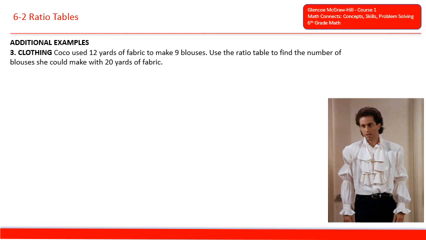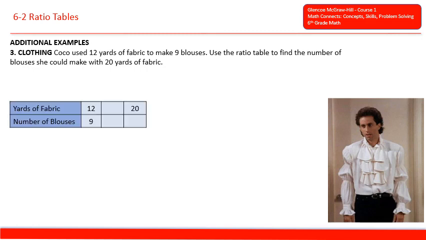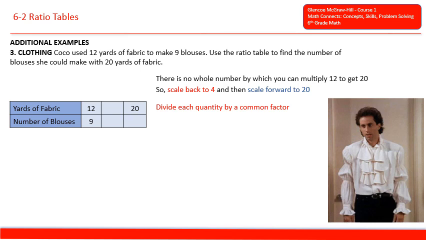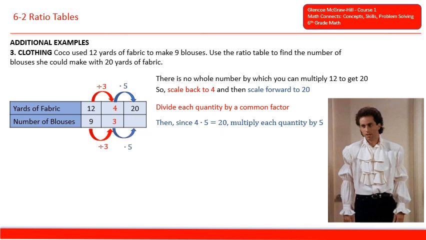Clothing. Coco used 12 yards of fabric to make 9 blouses. Use the ratio table to find the number of blouses she could make with 20 yards of fabric. So she has 12 yards of fabric, she can make 9 blouses. If she has 20 yards of fabric, she can make how many? So we can't get there in one step, 12 to 20. So we're going to go backwards to 4 and then scale forward to 20. And 12 divided by 3 gets us to 4. 9 divided by 3 is 3. And now that we have 4, we can multiply 4 times 5 to get 20. And then we would have to multiply 3 times 5 to get 15. So Coco can make 15 blouses with 20 yards of fabric.